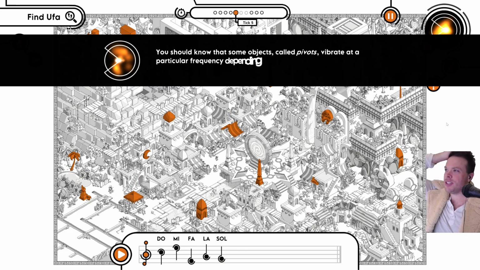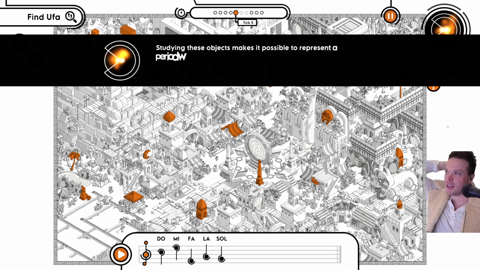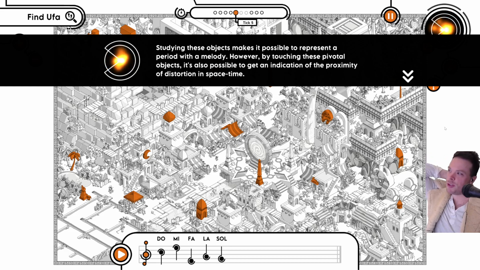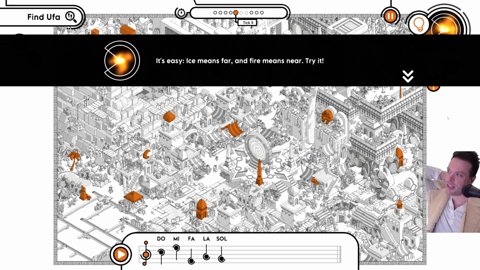You should know that some objects called pivots vibrate at a particular frequency depending on the moment in time they're observed. Studying these objects makes it possible to represent a period with a melody. However, by touching these pivotal objects, it's also possible to get an indication of the proximity of distortion in time-space. It's easy. Ice means far, fire means near. Try it.